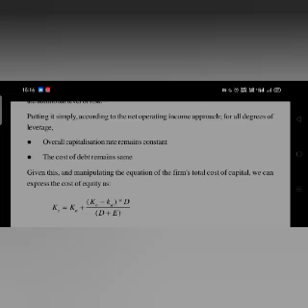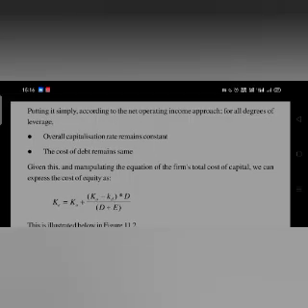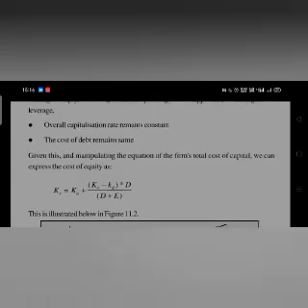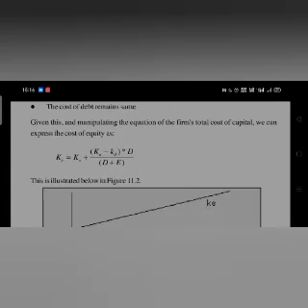Putting it simply, according to the net operating income approach, for all degrees of leverage, there are 2 points. First, the overall capitalization rate remains constant. Second, the cost of debt remains the same. Given this, by manipulating the equation of the firm's total cost of capital, we can express the cost of equity.